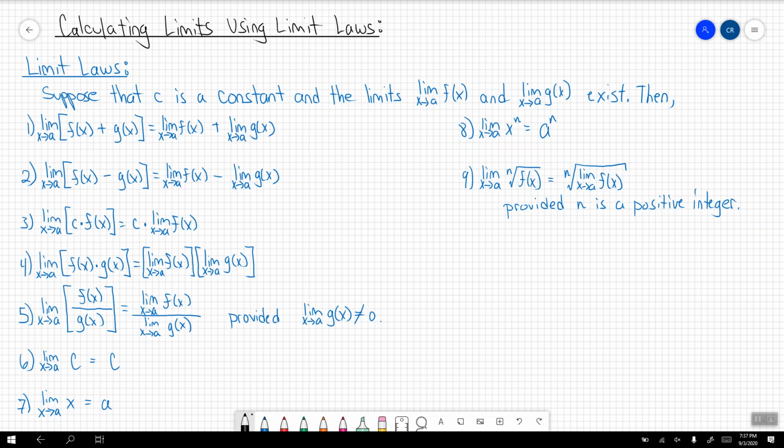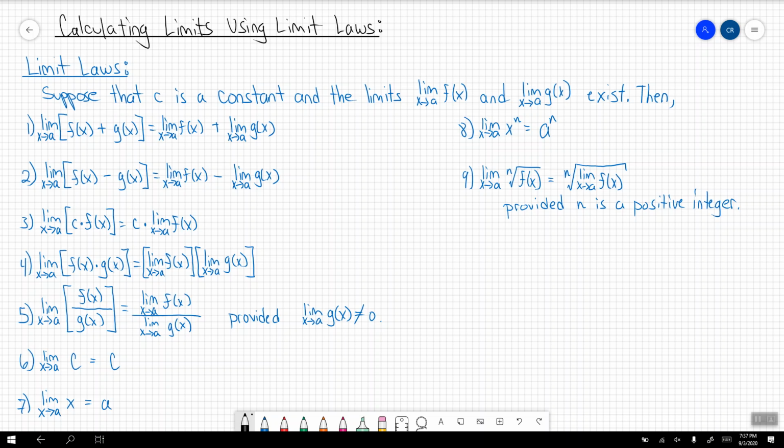And then we have the properties or these laws from 6 to 9. Number 6 says that if we take the limit of a constant function, then we naturally just get the constant. Number 7 says if we take the limit of the identity function, then the limit is just the numerical value itself. Number 8 says if we take the limit for a polynomial function, or in this case a power, x to the power of n, then when it evaluates it becomes a to the power of n. Nice, that one looks almost like a direct substitution that we can definitely use.